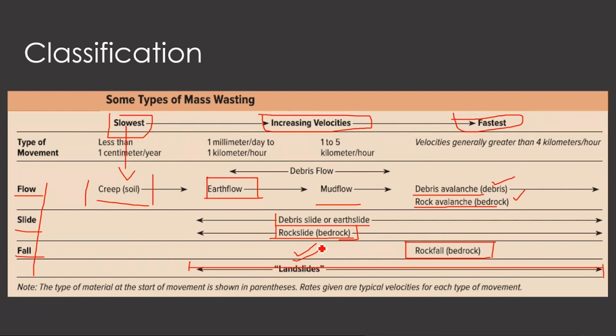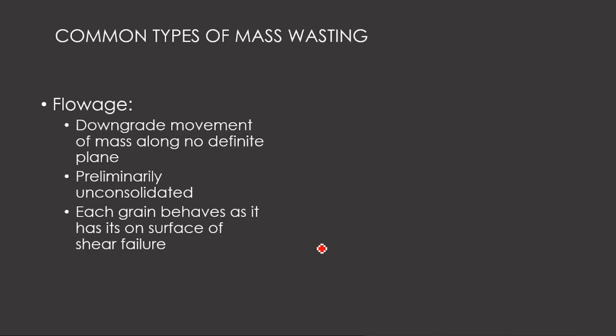But as civil engineers, we should know that there are different varieties of movements which happen. So what we are going to see are a few common types of these mass movements that we are going to discuss. The first one we call a flowage. This is a downgrade movement of mass along no definite plane, so it is flowing in a viscous medium. That is what we have just discussed.